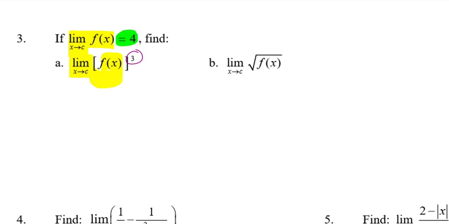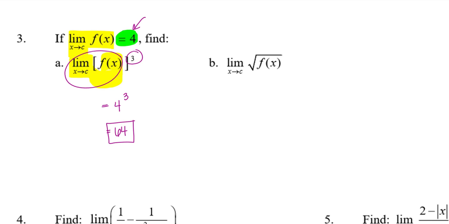So the cube of the limit of the function is going to be the same as the function cubed, because again, this limit is an output. All of this we said was 4 from above, so this will be 4 cubed. So this is 64.